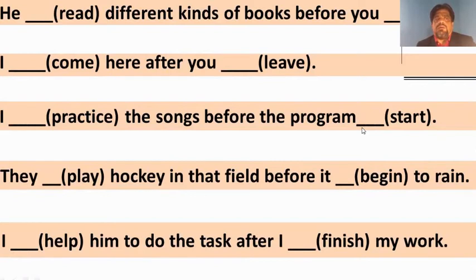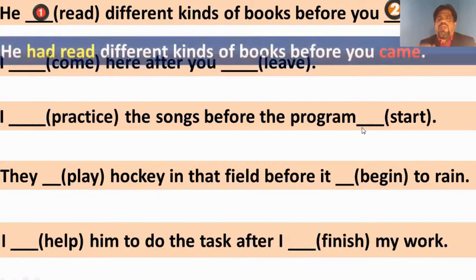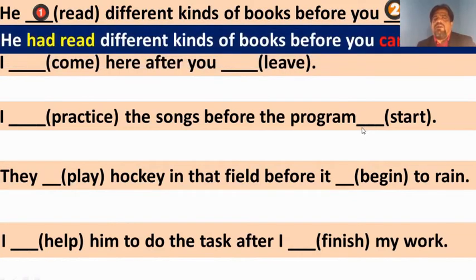He read different kinds of books before you come. Which action happened first? Read or come? Read happened first and then come happened second. So you must know the action that happened first must be written in past perfect. Therefore the answer is: He had read different kinds of books before you came, in the simple past tense.